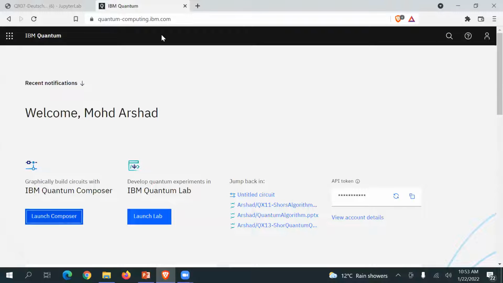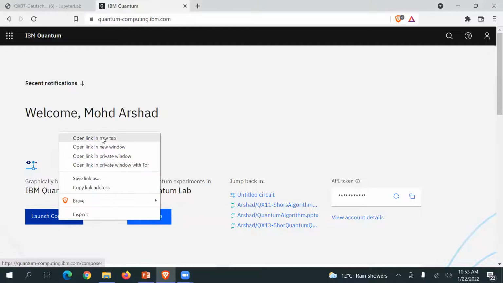You need to create an account on quantumcomputing.ibm.com. Once you create an account, you will get an API token. You can create it with your personal email ID. There are two aspects: one is IBM Quantum Composer, and the other is IBM Quantum Lab. So what is IBM Quantum Composer? Let's launch it. I'm just going to launch it now.